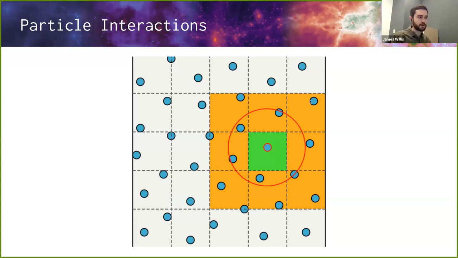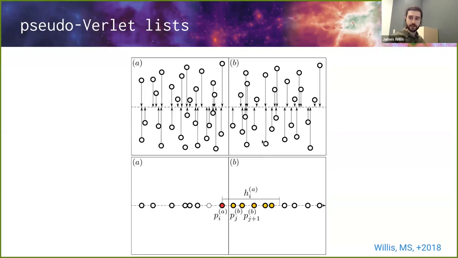So we've wasted a lot of effort just trying to work out which particles are in range. So what we decided to do is implement what we call a pseudo Verlet list. What this does is, we have our two neighboring cells here, and obviously this particle is not very likely to be in range of this particle, say. So why should we compute the full 3D distance to it?